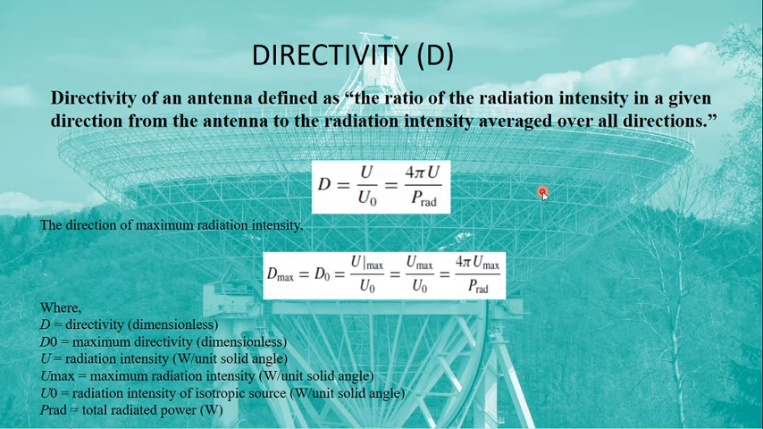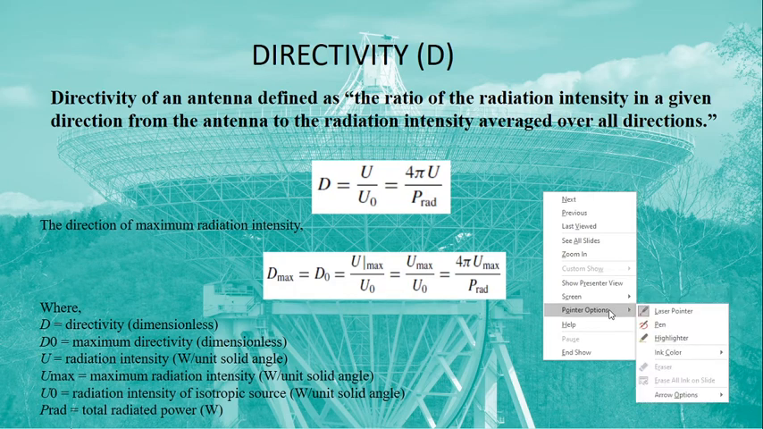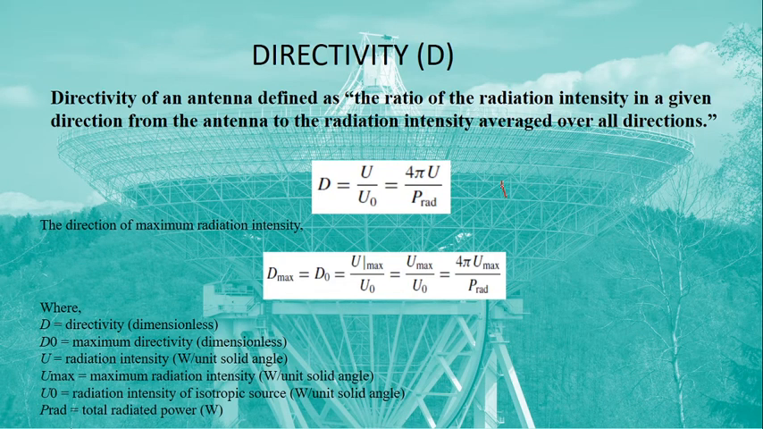This average over all directions is nothing but the power radiated divided by 4 pi, because we consider the antenna to be present in a sphere, or a spherical coordinate system. So the isotropic reference source U naught is represented as power radiated divided by the area of 4 pi. When you reciprocate this term and substitute U naught as P radiated by 4 pi, the 4 pi goes to the numerator and this becomes 4 pi into U divided by power radiated. So this is the formula to calculate directivity.